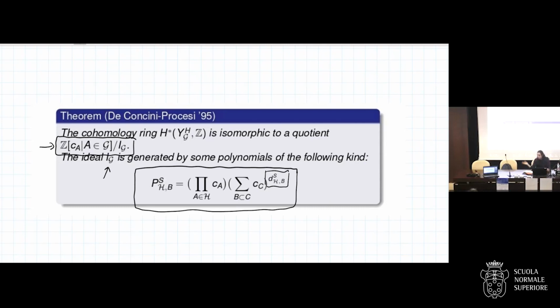So for example, dimensions can be read in the poset of intersections just by looking at the rank of elements. And then we have some containing properties that can still be read. So this theorem from De Concini and Procesi gives you the cohomology ring of this variety just by looking at something that you can read from the poset. And of course, it depends on the choice of G.